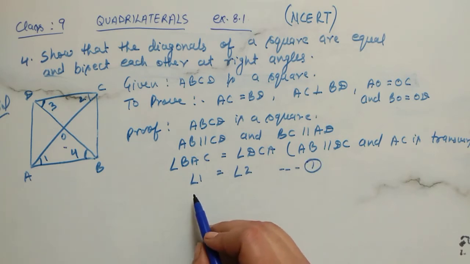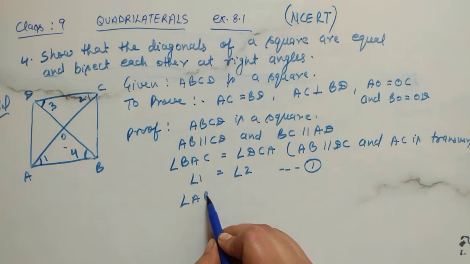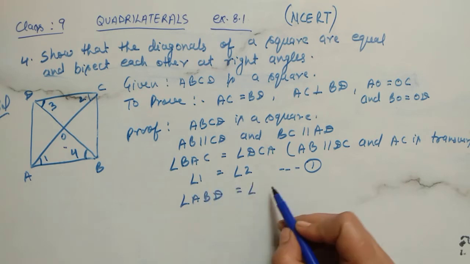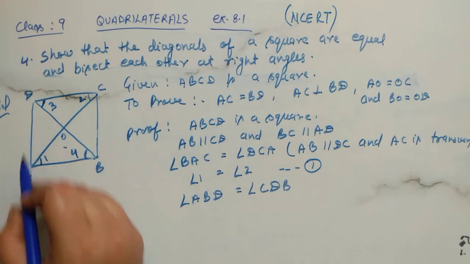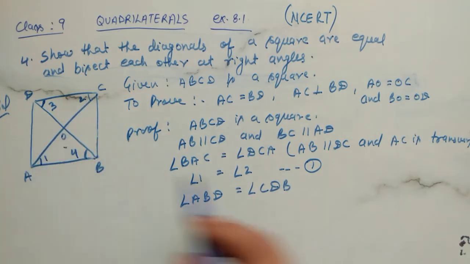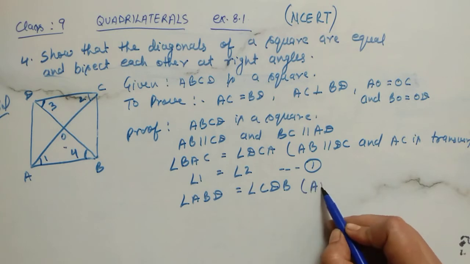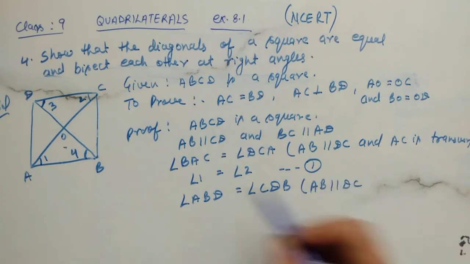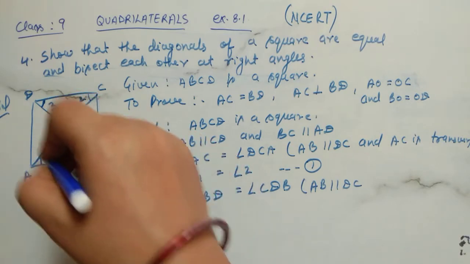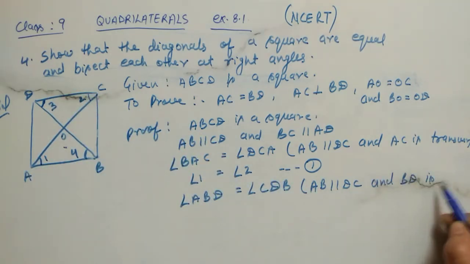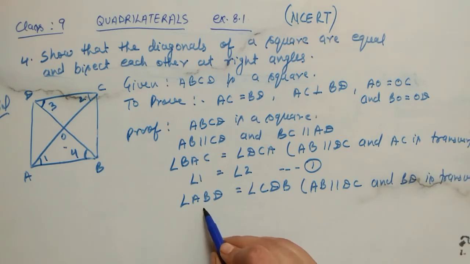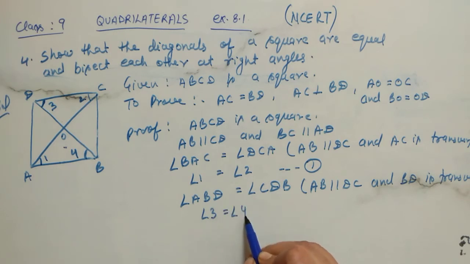Same we will take angle ABD is equal to angle CDB. The reason is the same, AB is parallel to DC, and we have changed the transversal, that is BD. BD is the transversal. So now angle 3 is equal to angle 4. This is our second equation.